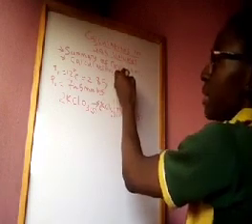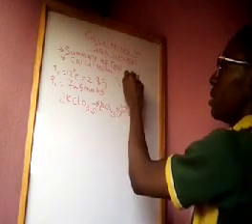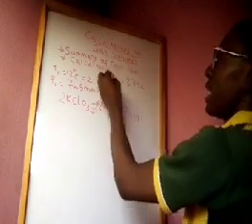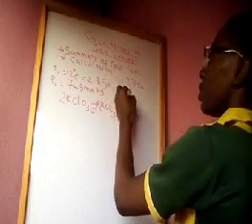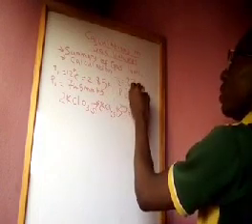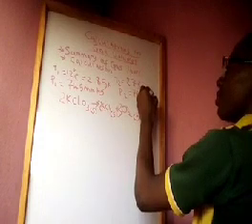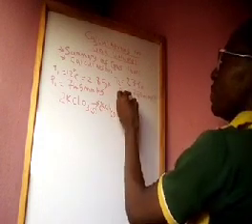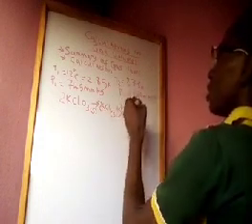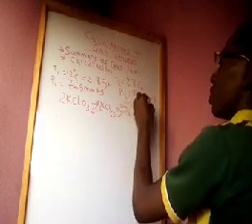Now let's take the values at standard temperature and pressure, T2. At STP, the temperature is 273 Kelvin, the pressure is 760 millimeters of mercury, and the volume is 22.4 dm³.